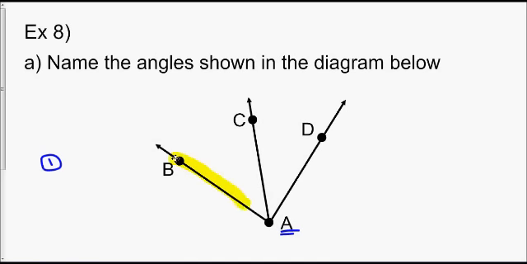First, we have angle BAC. So the first angle starts at B, A is the vertex, and then it goes through C. You could have also named this angle CAB. That would be the same angle.